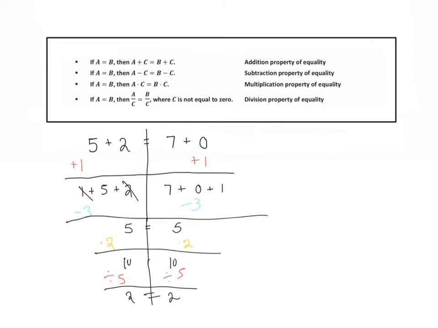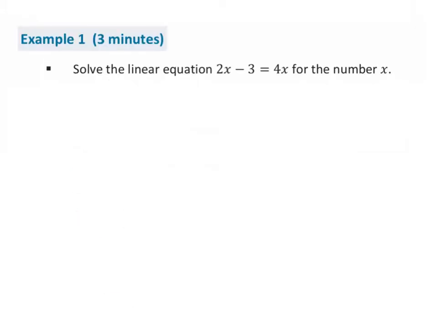So these are our properties of equality. Again, if you do one thing to one side, whether it's add, subtract, multiply, or divide, your equation is going to stay the same if you do it to the other side as well. So that's how we can manipulate these problems to solve for our solution. All right, we're going to get started.